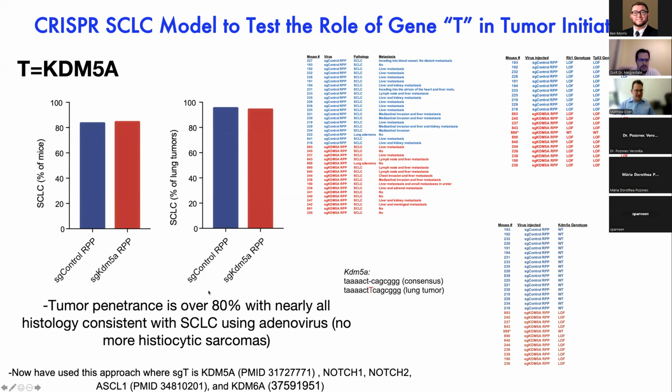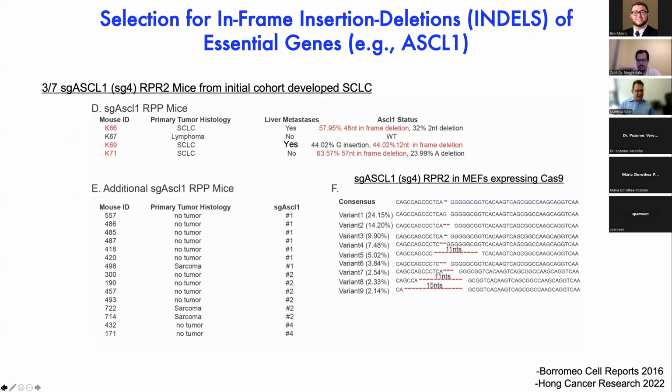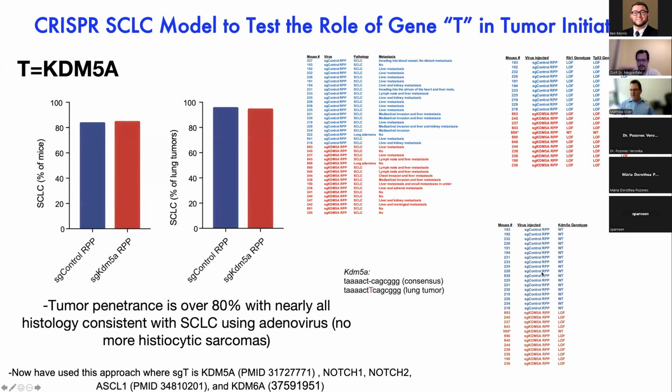So as I mentioned, when we switch to adenovirus, really almost all the mice get small cell lung cancer. And we could characterize the mutations in these mice. Here's just looking at RB, P53, and P130, and then also the additional target gene of interest. So in this case, it was KDM5A, and we could use CRISPR sequencing to look at KDM5A, and only the KDM5A knockout mice deleted KDM5A, and the others retained it. So KDM5A is important for small cell tumorigenesis.